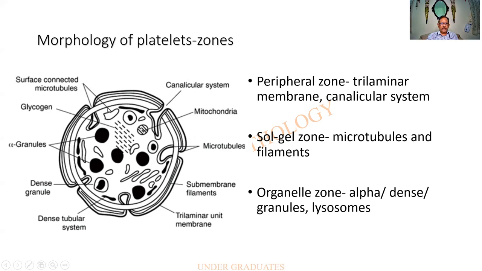Look at this one, these are the microtubules that can be seen. And then there is an organelle-rich central zone. So alpha granules are there, dense granules are there, etc. Lysosomes are there. So this is the organelle-rich zone or granule zone.